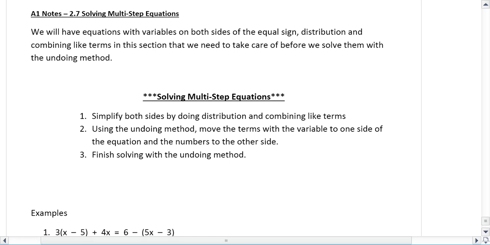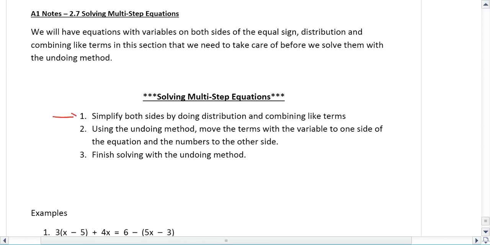What they have added in this section is they have put variables on both sides of the equal sign, both sides of our equation. Now we'll have variables on it, so we will need to take care of that before we solve. So several things to do. We have distribution, we have combining like terms, we have to get all the letters on one side, the numbers on the other side. So I kind of put this in a list format.